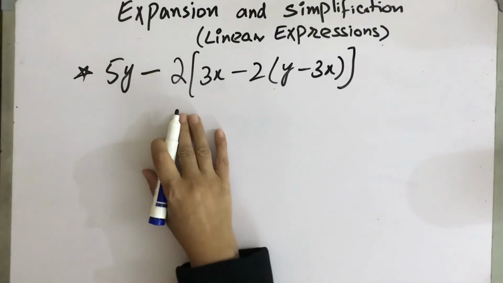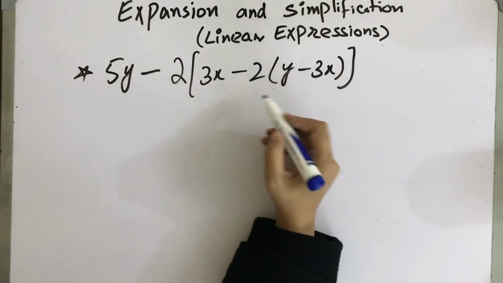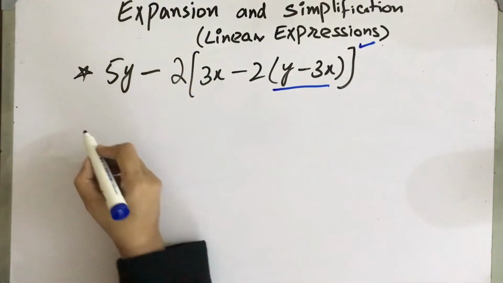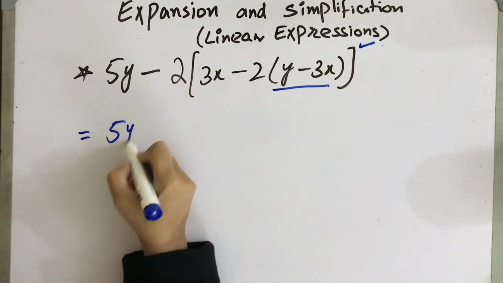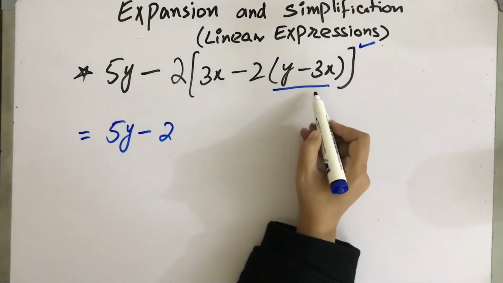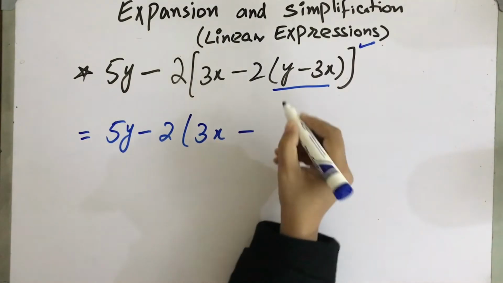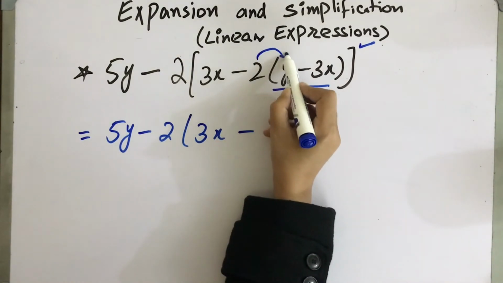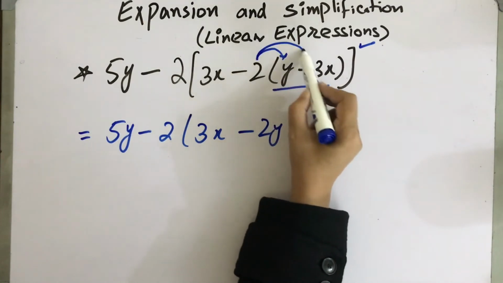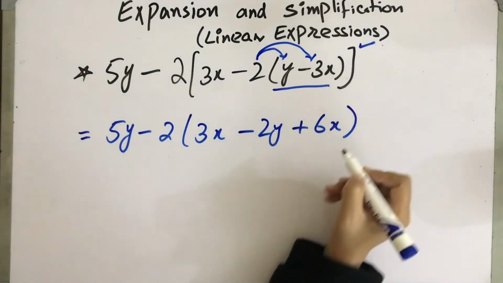Okay, now as expansion and simplification is clear, we are going for more than one brackets. There are two types of brackets here. One is small bracket and the other one is bar bracket or big bracket. So we shall start with the small bracket, and when we open this small bracket, we shall make this bar bracket a small bracket. 3x minus, I shall open minus 2 with y, minus 2y, and minus 2 with minus 3 will give me positive 3 times 2, 6x. Now this is a small bracket.